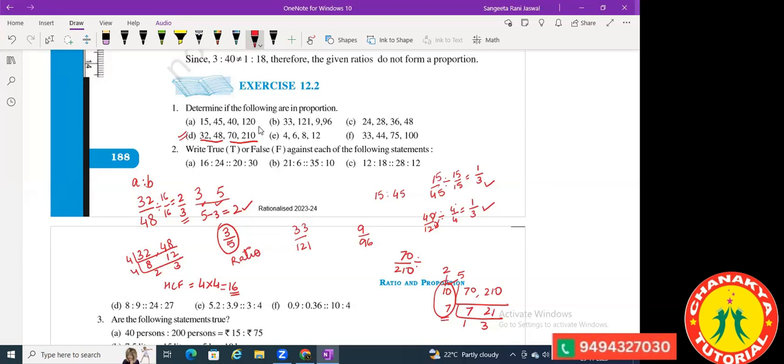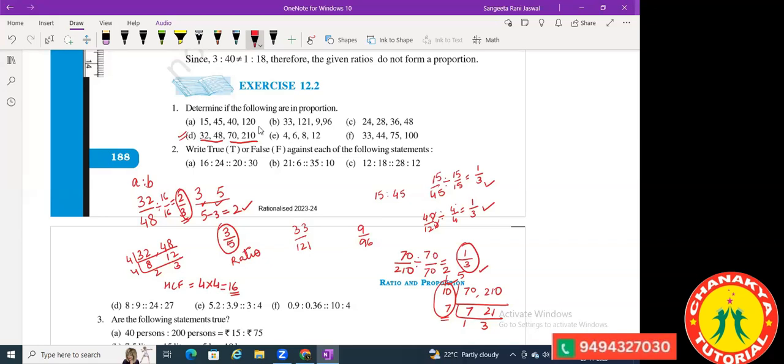So here I can divide this number by 70. So what do I get? 70 ones and 70 into 3 gives me 210. So here my ratio is 1:3 and here my ratio was 2:3. So are these ratios equivalent? Are they equal? 2:3 and 1:3? No. So when two ratios are not equal, we say they are not in proportion.